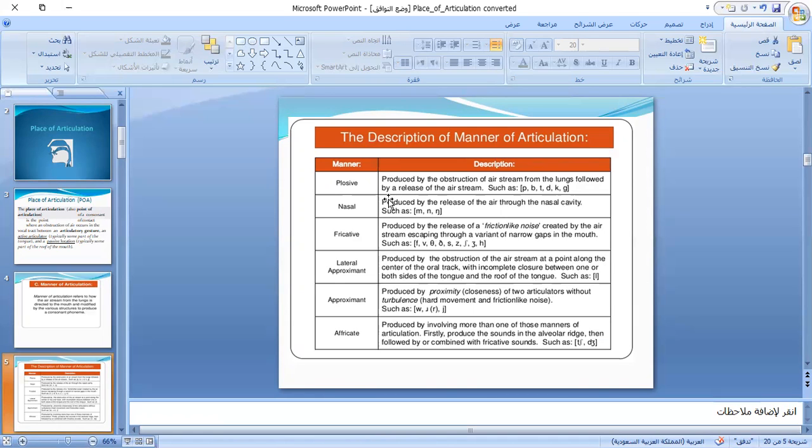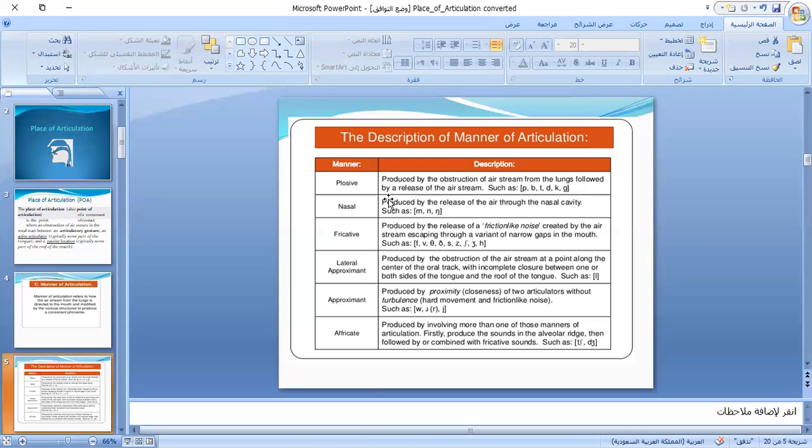Okay. Approximant, not lateral approximant, is produced by proximity, closeness, or nearness of two articulators without turbulence, without hard movement and friction-like noise, like the sounds W and Y. Now look, when you talk about the sound W, you find the back part of the tongue is raised towards the velum, but not absolutely close to it. There is a space where air passes.